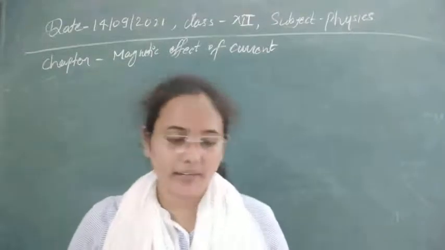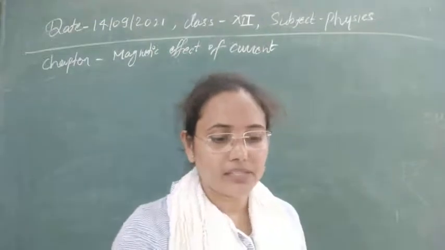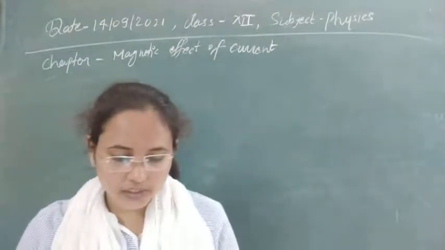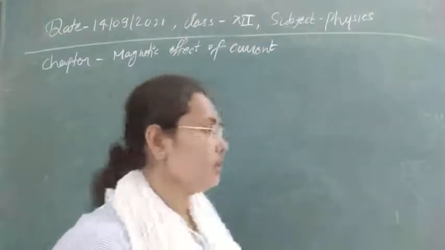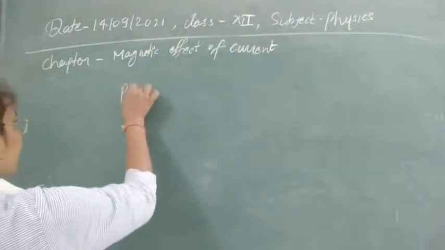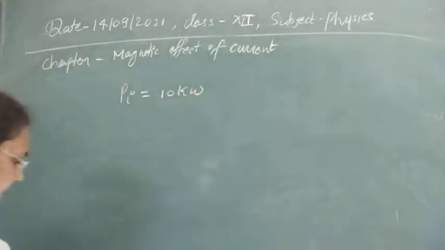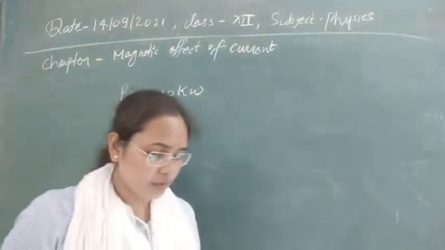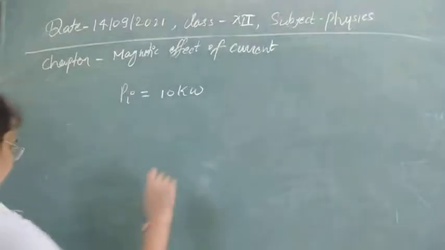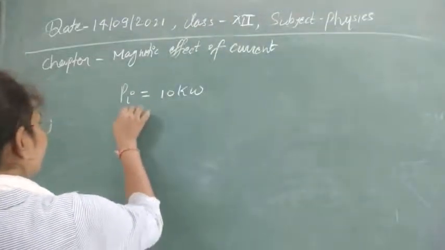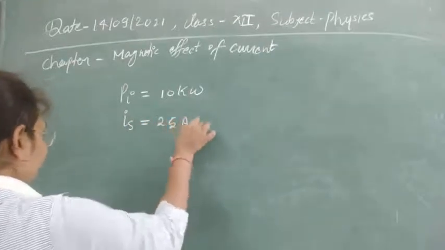This question is connected with the transformer, as we have discussed a number of things for the transformer. The question is, an ideal transformer has primary power of 10 kilowatt. So input power is given for the ideal transformer, and that is 10 kilowatt. Here the secondary current when the transformer is on load is 25 ampere. So the secondary current, that is Is, is given and is equal to 25 ampere.